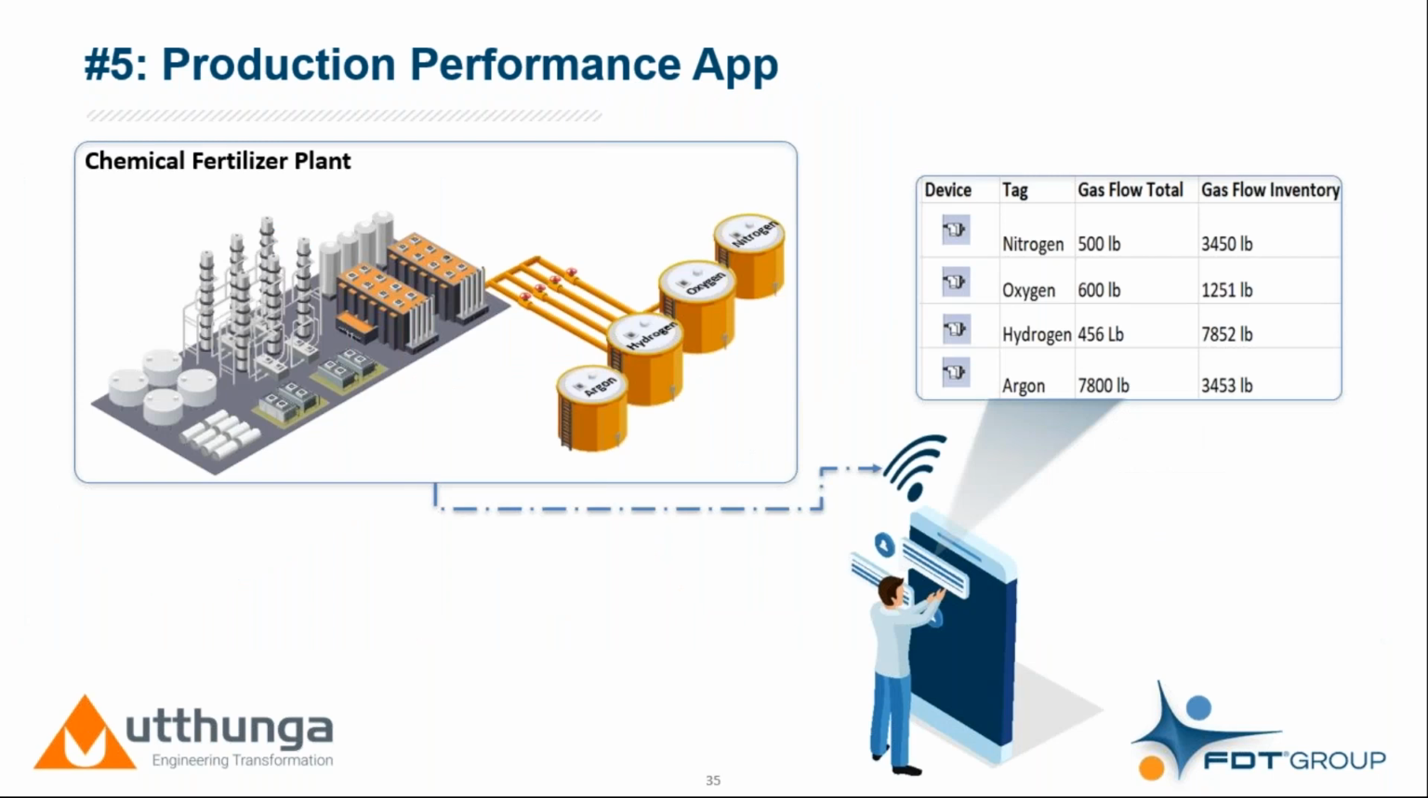This is another use case that we would like to bring in: remote monitoring of KPI parameters. For example, there is a chemical fertilizer plant, and an operator just wants to see the overall flow or inventory information. Using the FDT server remotely, he'll be able to access this information. And if he needs only this information, we can create a simple app just to get it. In this way, you are bypassing the entire DCS and other layers. Next.